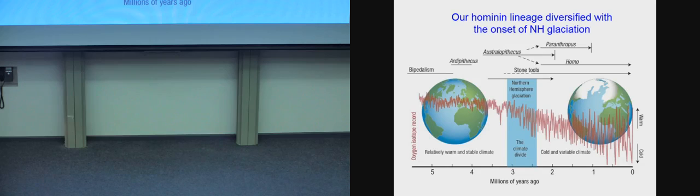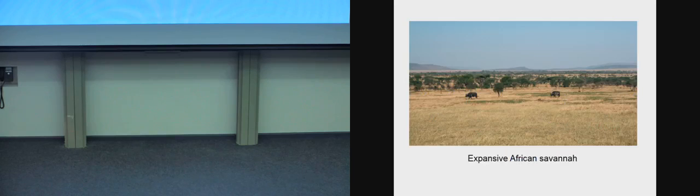And presumably, part of the reason why that split occurred was because Paranthropus and Homo became variants on Australopithecus, adapted to some of these changes that were occurring in Africa. And one of the big changes was you started to develop these expansive African savannas that we're familiar with on game drives, where you see these very large expanses of grass area and trees, and that these are seasonal.